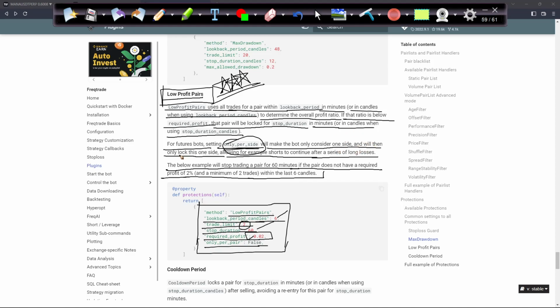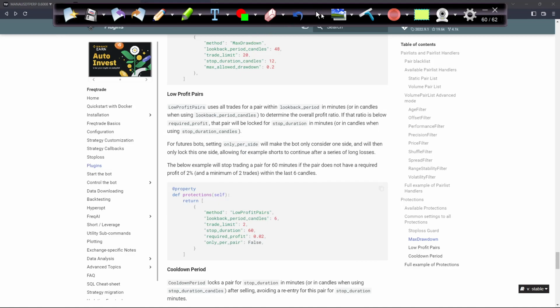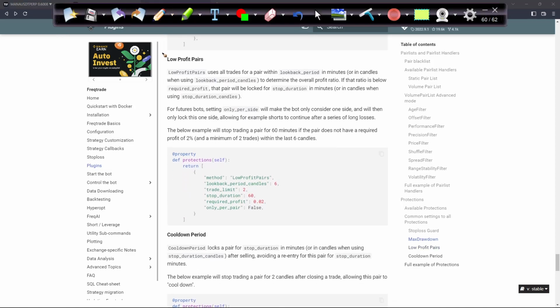Okay, and we will then only lock this one side, allowing for example shorts to continue after a series of long losses. So if we see a series of long losses, like less than 2% profit, then we stop for 60 minutes and then we enter short only. All right, so that's what it's doing, and it's very important. Let me just emphasize again, this is very important.